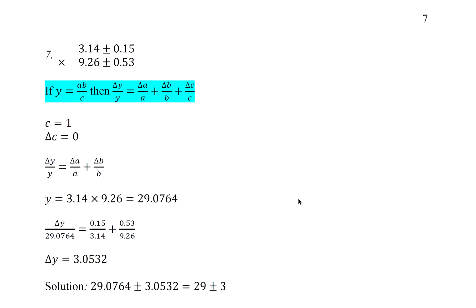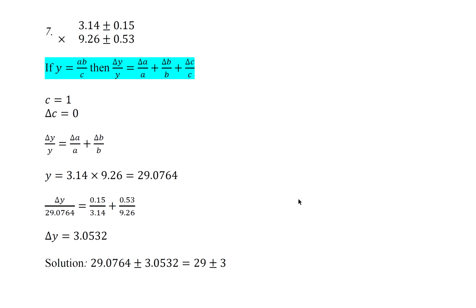So now our equation simplifies to delta y over y equals delta a over a plus delta b over b. y is going to be 3.14 times 9.26. And now we could solve for delta y by plugging in all of those values into the blue equation. So really understand what's happening. First we multiply to get y, and then we plug into the equation to get delta y.